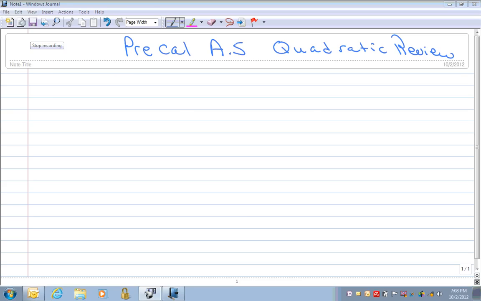A is for the appendix, which is in the back of your textbook. The pages are numbered, and this will be actually on page A57. This is a quadratic review. Your problems for class tomorrow are going to be on that page, A57. And the problems that you'll be working on are problems 49 through 91 odd.